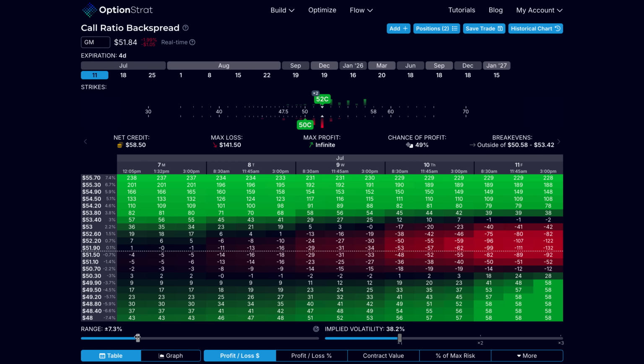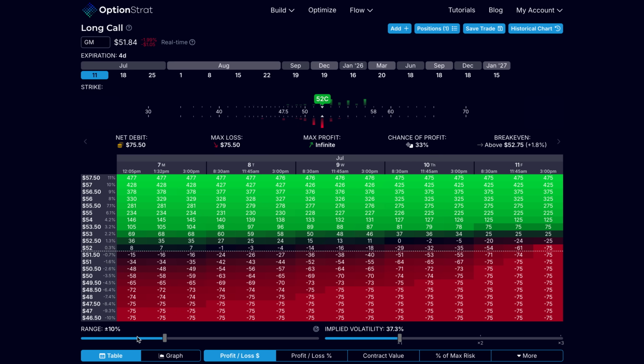Now let's compare it to buying just a call. So here is, again, when we talked about just buying a regular call. Entering for a debit, that's your max loss. You have infinite max profit to the upside. Chance of profit, 33% according to OptionStrat, and your break even here. But again, you can only make money to the upside here.